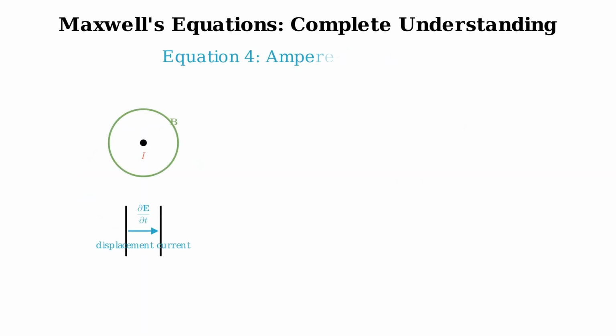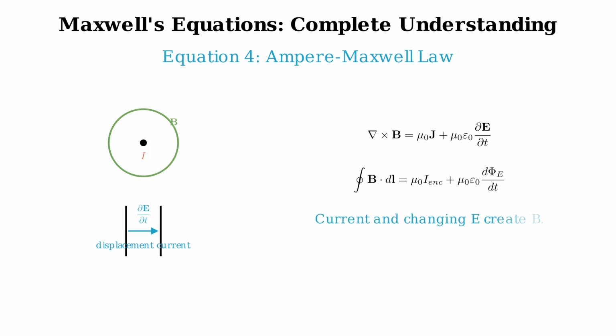The fourth equation is the Ampere-Maxwell law. It says magnetic fields are produced by electric current and by changing electric fields. In differential form, the curl of B equals mu 0 times current density plus mu 0 epsilon 0 times the time derivative of E. In integral form, the circulation of magnetic field around a closed loop equals mu 0 times the enclosed current plus mu 0 epsilon 0 times the rate of change of electric flux.